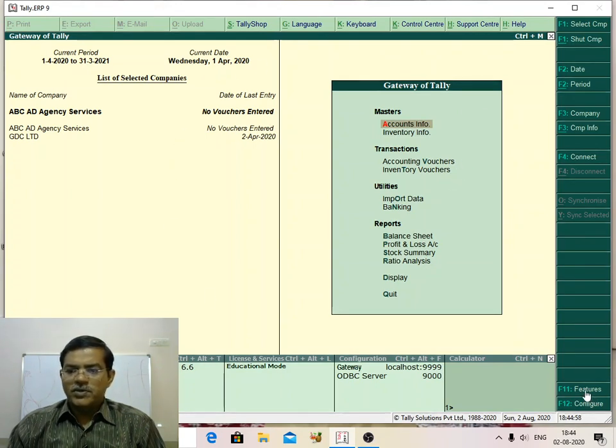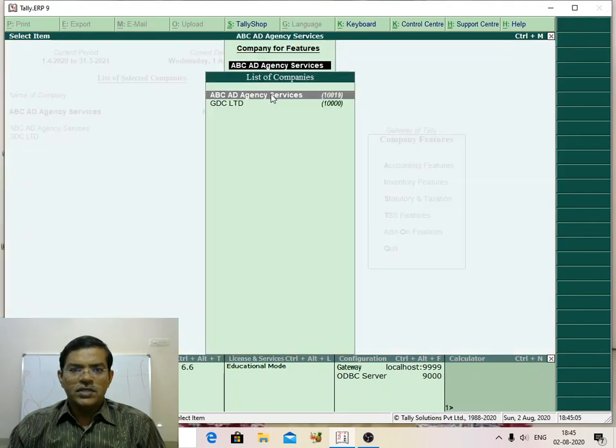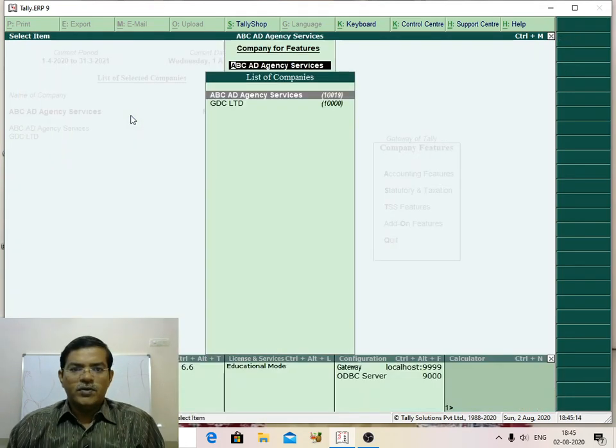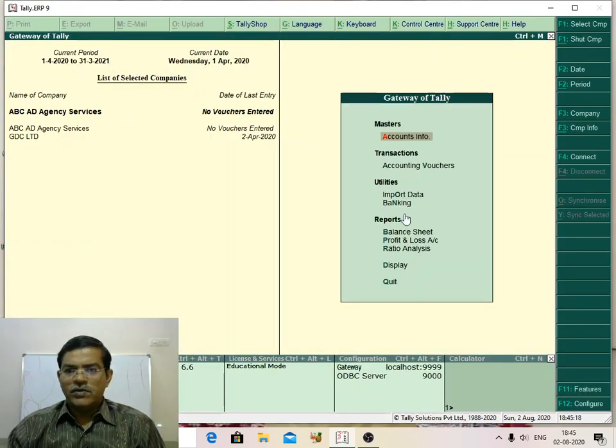For this purpose, I'm using F11 for Company Features. I'm going to Accounting Features. Here I'm selecting ABC Ad Agency. Here, maintain accounts only. Now use Ctrl+A to accept the screen. After this, you can see on the Gateway screen that inventory info and inventory vouchers do not appear. Only the accounting part appears on the Gateway of Tally screen.